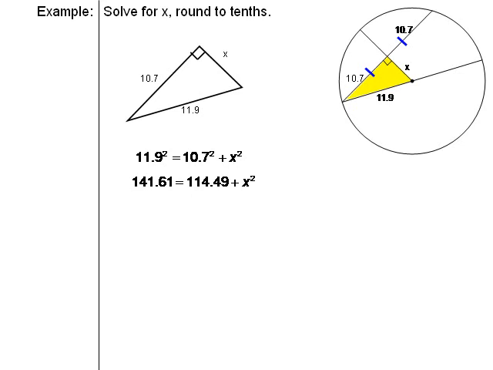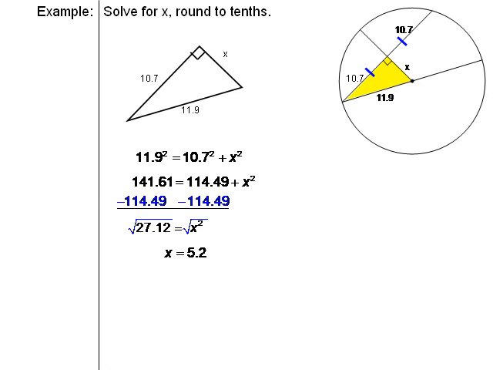11.9 squared is 141.61. 10.7 squared is 114.49. And then we have our x squared. Now to continue solving, we're going to subtract 114.49 from both sides. We get 27.12 equals x squared. We're going to take the square root of both sides, and remember we rounded to tenths is what the directions say, so x is going to be 5.2.